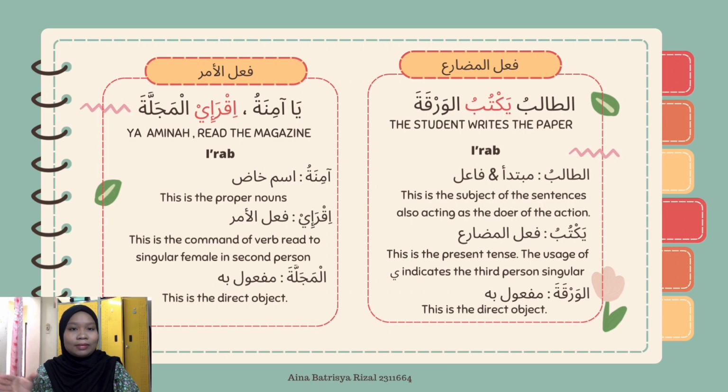Amina is an isim khas, which is a proper noun. Next, iqra'i is a fi'al amar. As stated before, fi'al amar is a command form of verb. This refers to Amina, which is a singular female in second person. And lastly, al-majallata, which is a maf'ulu bihi. As always, this means direct object.